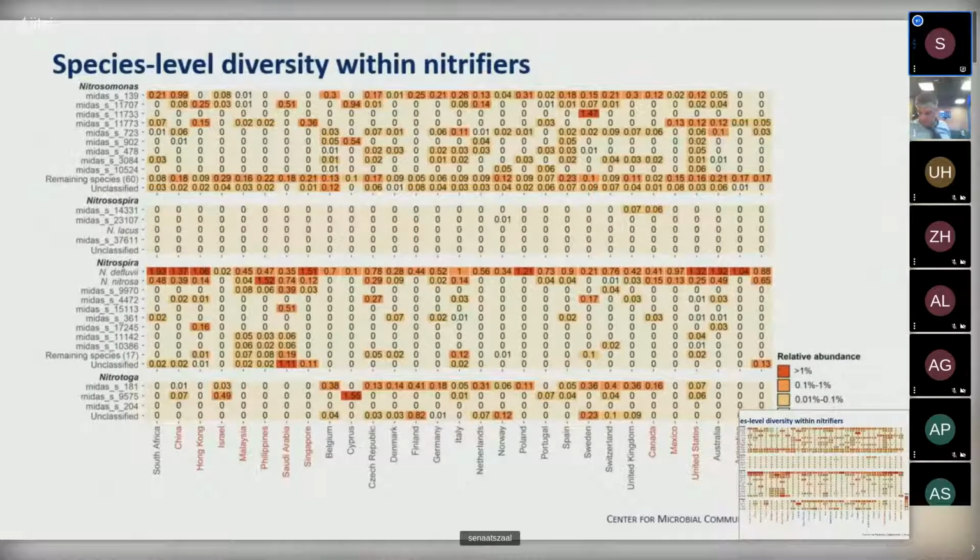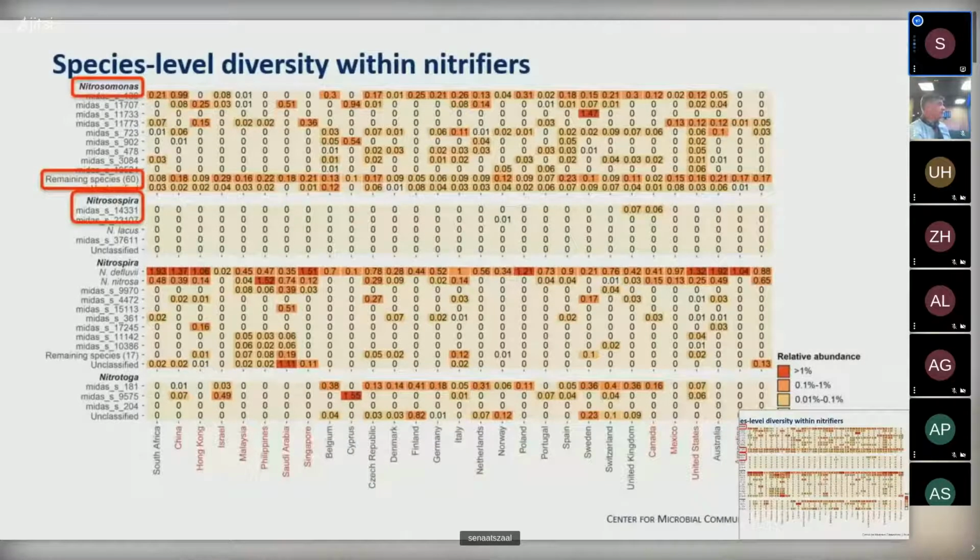So a really unique thing about the MiDAS 4 database is that it allows us to get species level classification for a large fraction of our amplicon sequence variants. If we look into, for example, the nitrifiers here, we can see that Nitrosomonas has a huge diversity. There's many species which occur globally, and they all seem to be quite important. And there's actually more than 60 species here. So you can see that there are some which can't be on this heat map here.